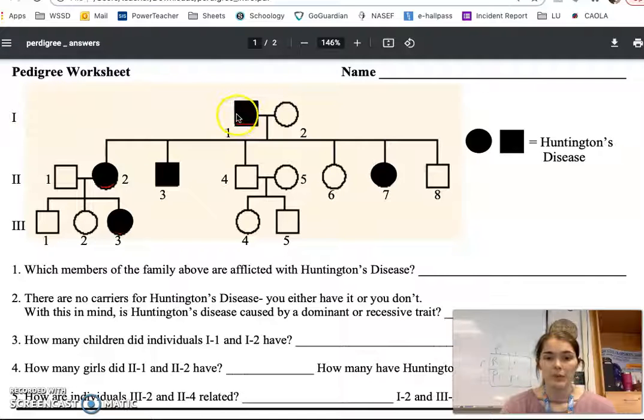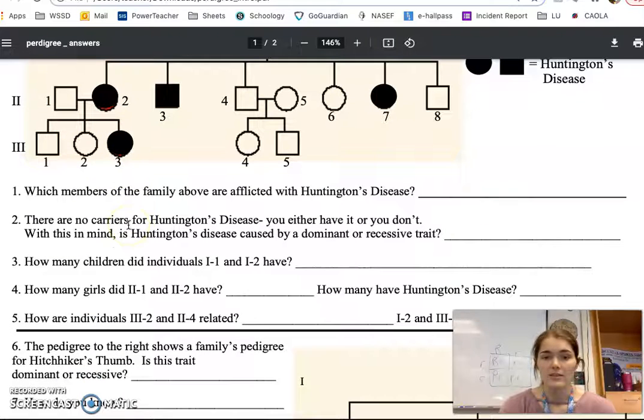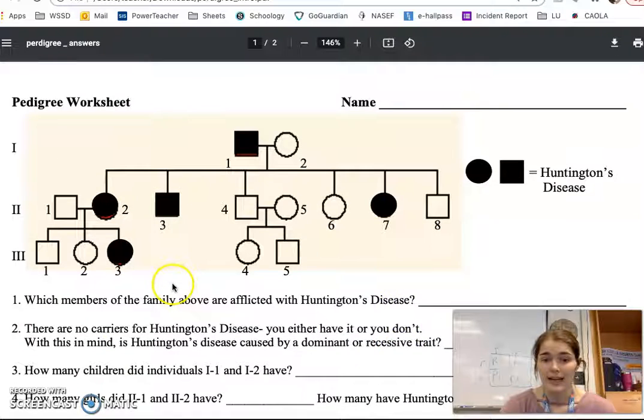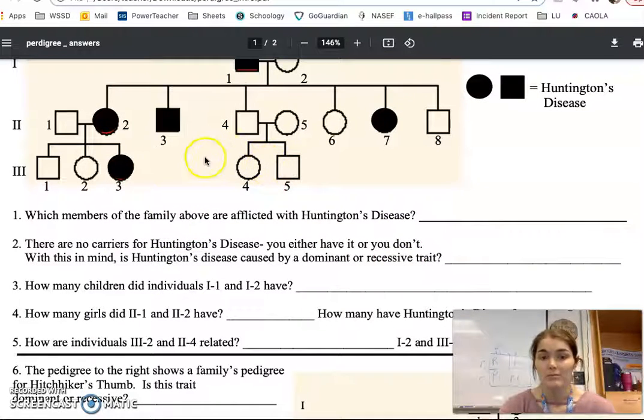we have person 1. So the way we would write that is like Roman numeral 1, 1. In generation 2, person 2, 3, and 7 have it. And in generation 3, person 3 has it. Makes sense? There are no carriers for Huntington's. Either you have it or you don't. So is it dominant or recessive? Well, in that case, it would be recessive.